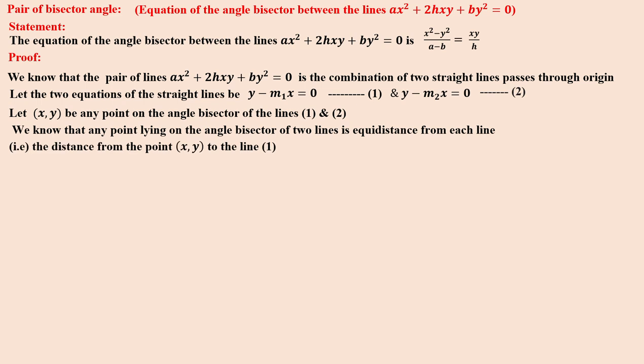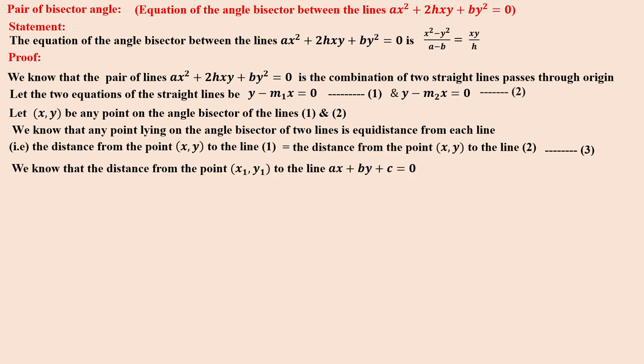Now the distance from the point xy to line 1 is equal to the distance from the point xy to line 2. That is equation number 3. Now we know the distance from any point x1 y1 to the line ax plus by plus c equal to 0 is the modulus of ax1 plus by1 plus c divided by root of a square plus b square. We are going to use this formula to find the distance from xy to the first line and from the point xy to the second line, and then we equate them.